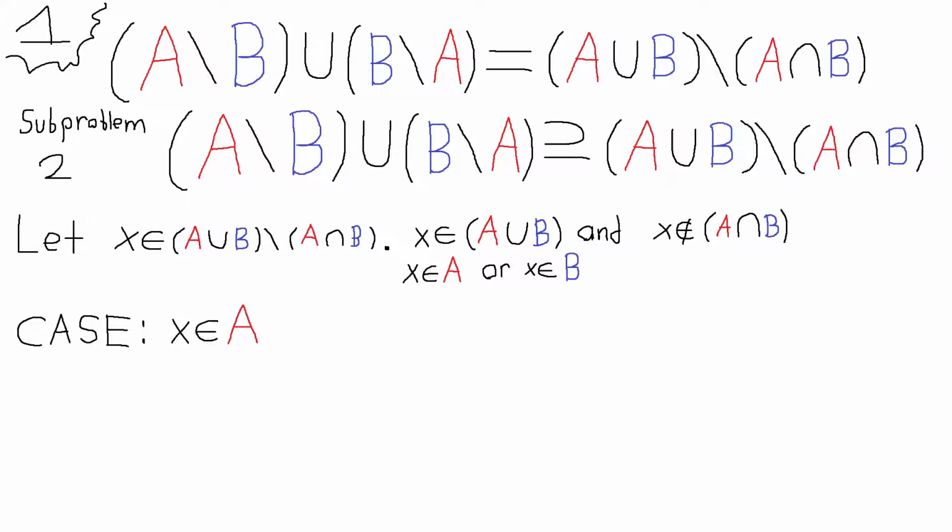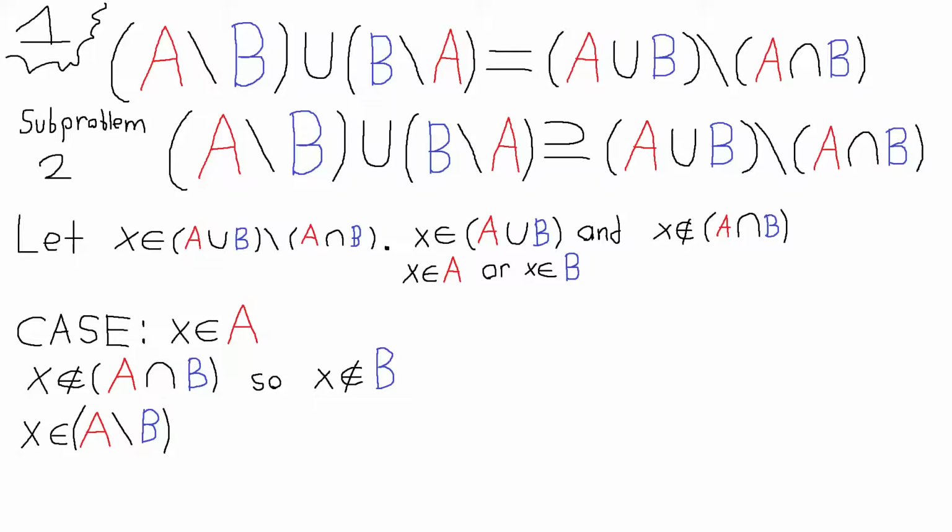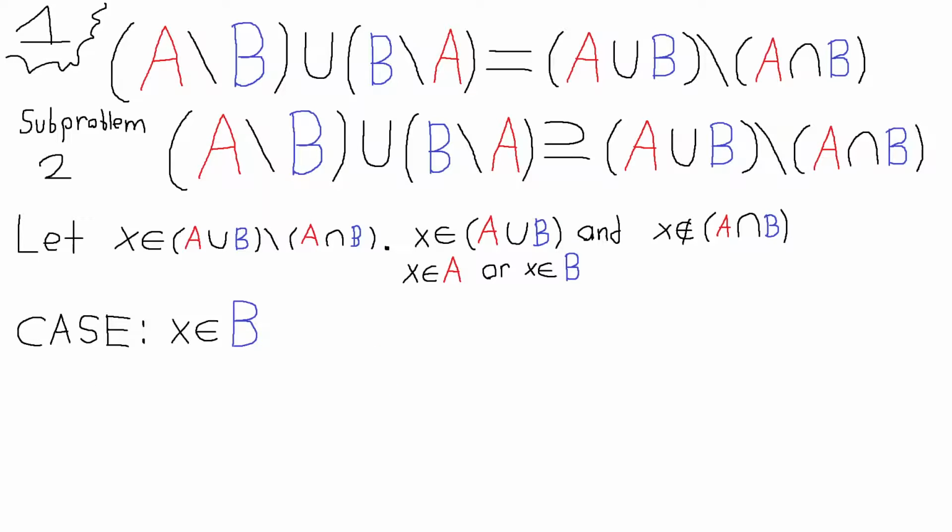If x is an element of A, then because x isn't an element of the intersection of A and B, x can't be an element of B. Thus, x has to be an element of the complement of B and A, so it is an element of the left side. In the case that x is an element of B, the proof is similar to the previous case.